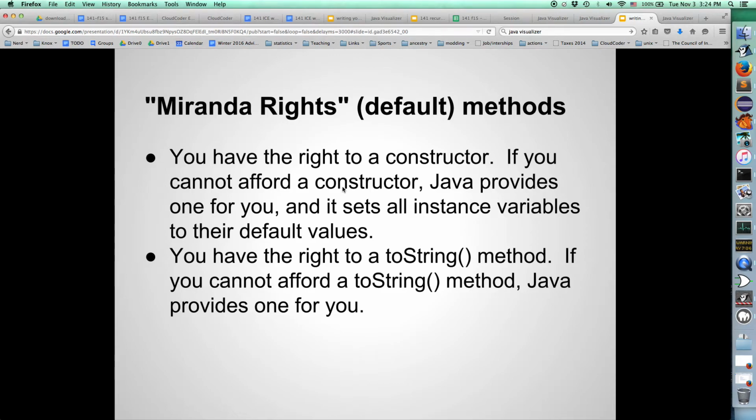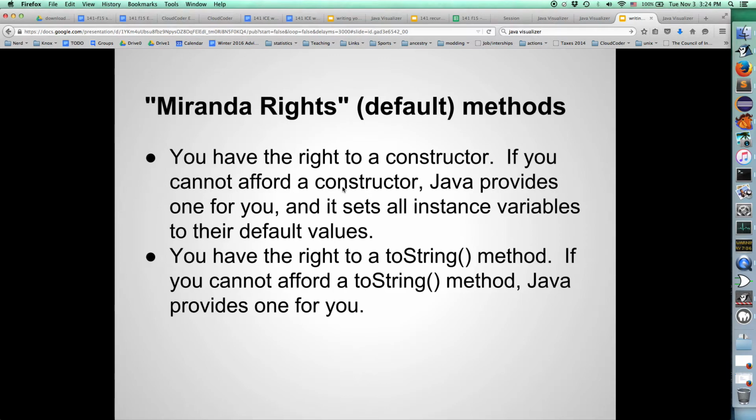Let's talk again about these default methods. I always call these Miranda rights constructors. If you watch any cop show, at least in the US, whenever you arrest somebody, they read them their Miranda rights. You have the right to remain silent. Anything you say can and will be used against you in the court of law. That's not that interesting. You have the right to an attorney. If you cannot afford an attorney, one will be appointed to you by the court.